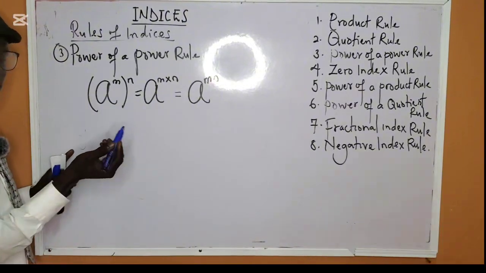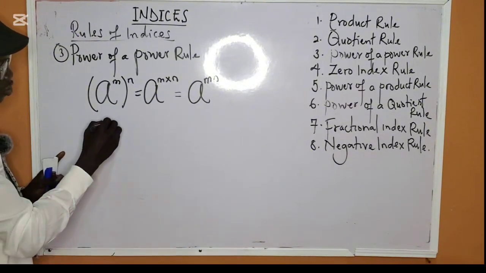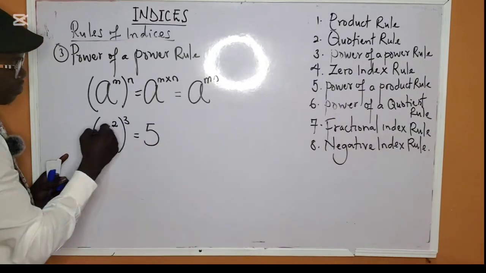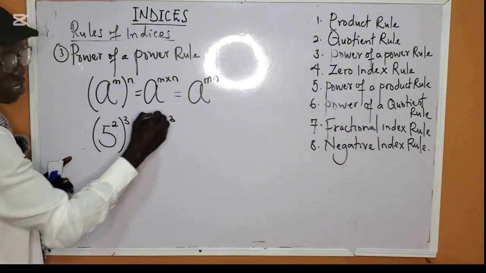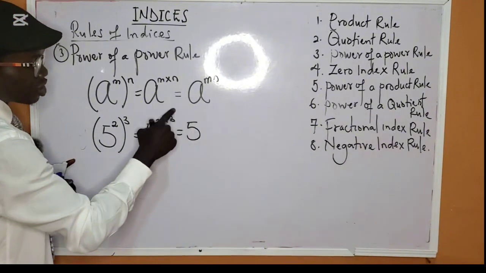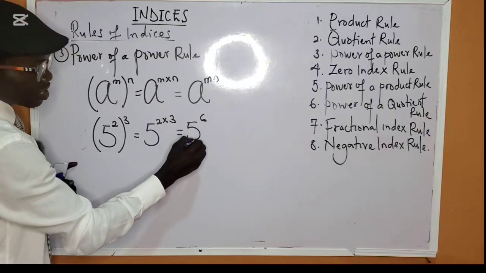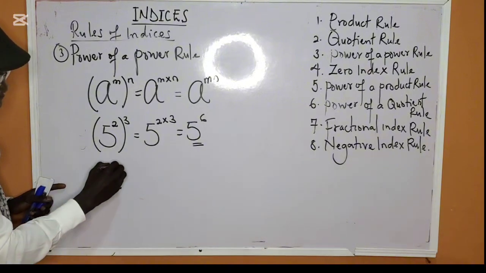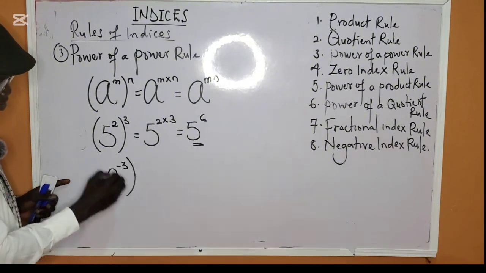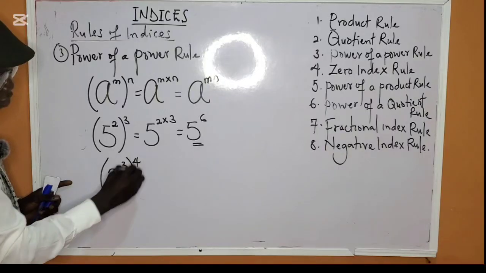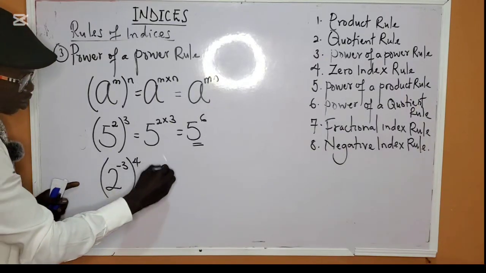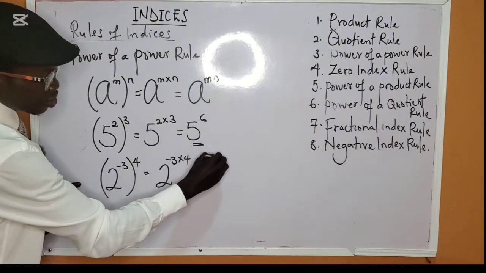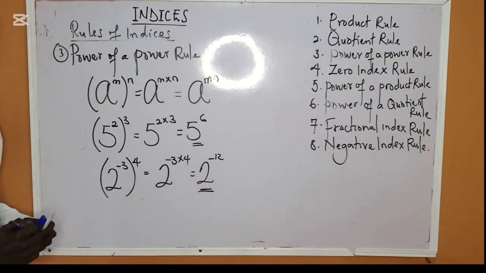So let's take an example. If I have 5 raised to the power of 2, in bracket 3, that will give me 5 raised to the power of 2 multiplied by 3. That is 5 raised to the power of 6. Let me take another one. If I have 2 raised to the power of minus 3 in bracket of, let's say, 4, then I'm going to have 2 raised to the power of minus 3 multiplied by 4, and that is 2 raised to the power of minus 12. That is for the power of a power rule.